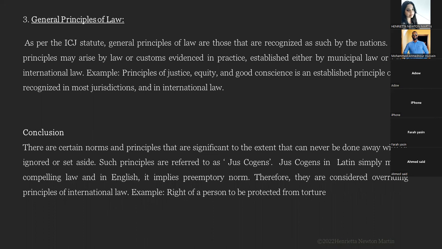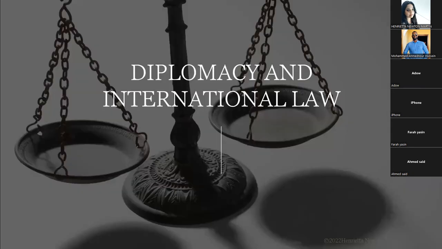So the UDHR charter, I'm sure you know about it, the Universal Declaration of Human Rights, 1948. It lays down a number of beautiful principles about human rights. Of course, there are certain things that come within the ambit of jus cogens. That means something that cannot be set aside or done away with.